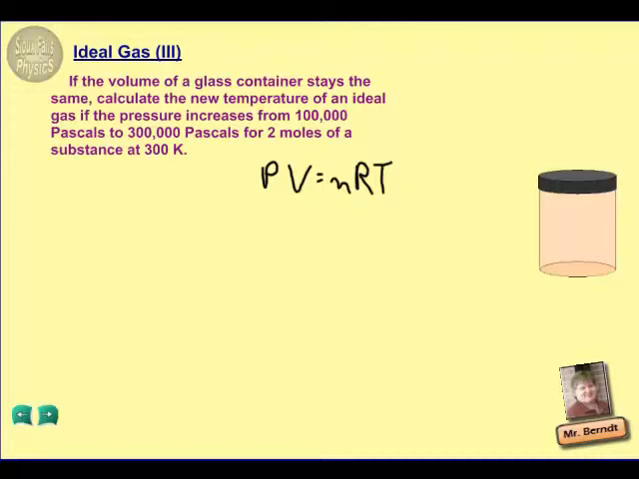So if we rearrange our equation so that all the constant values, the values not changing, are on the same side, we end up by dividing by n and R and dividing by P. When we do that, we end up with T over P equals V over nR. Now, since V over nR is constant, that means that our temperature we start with over our pressure we start with has to equal our temperature we finish with over the pressure we finish with.